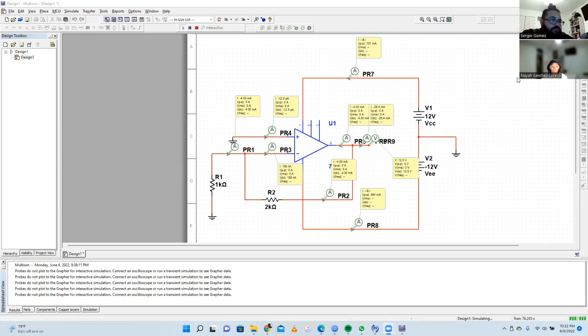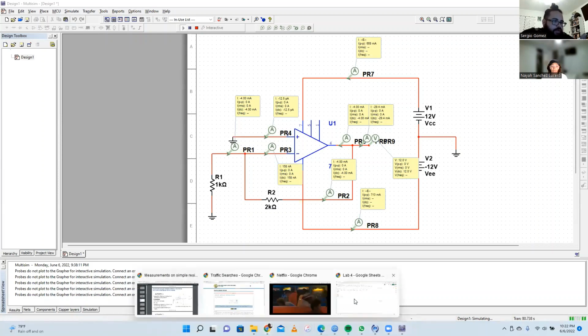What is interesting is that V sub O, or output voltage of the operational amplifier, is set equivalent to the VCC and VEE, that is 12 volts, which in my mind means that the operational amplifier is not actually amplifying anything since we don't have an input voltage going into the positive terminal of the operational amplifier.